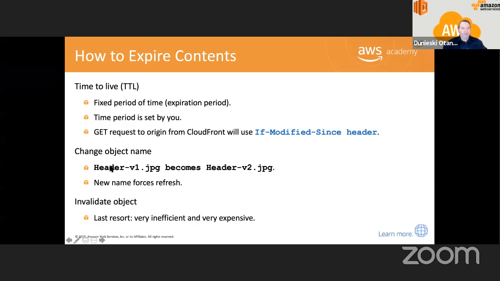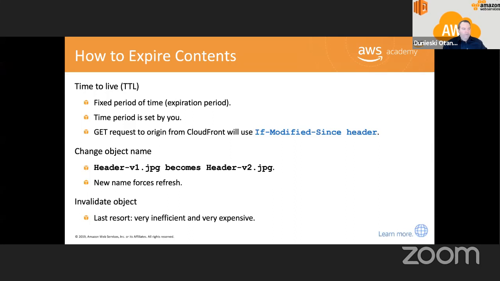So change the object name, for example, header-v1.jpg becomes header-v2.jpg. The new name forces a refresh. So every time you change a name, that's a refresh. It forces a refresh of the entire thing because you're just using a different name. So the most preferred options are to use time to live and to change the object name. Using time to live is the easiest option if the replacement does not need to be immediate.